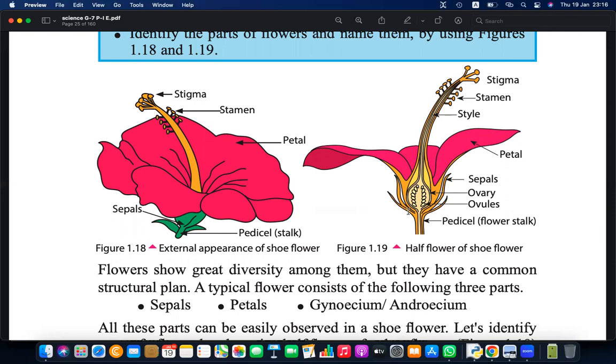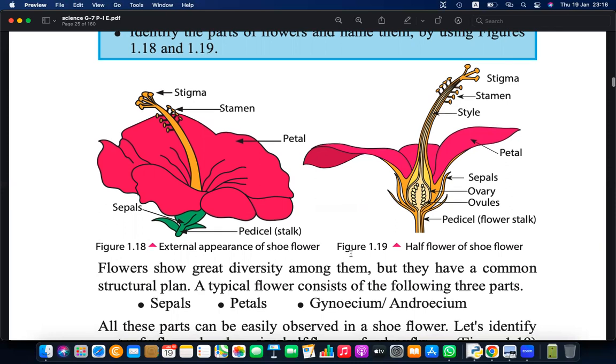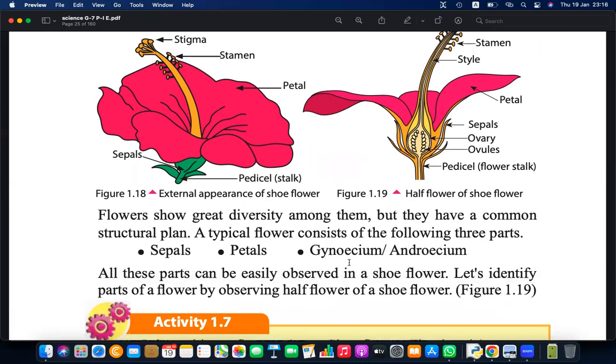So for that process to happen there is the male part and female part, which we call gynoecium and androecium. Gynoecium is the female part, androecium is the male part, and it has sepals and petals. Sepals and petals do not belong to male or female. That is basically to attract insects and also to protect, right?